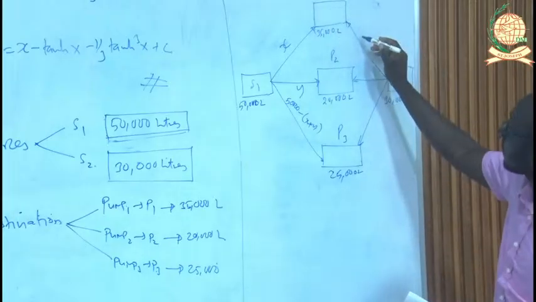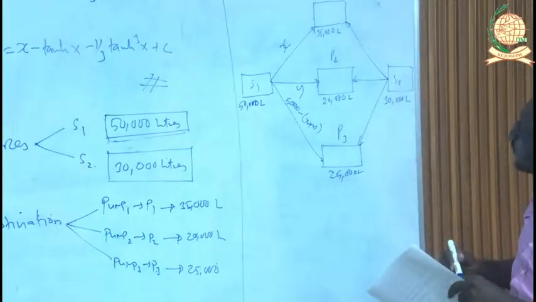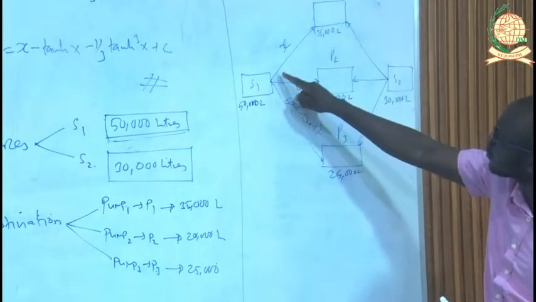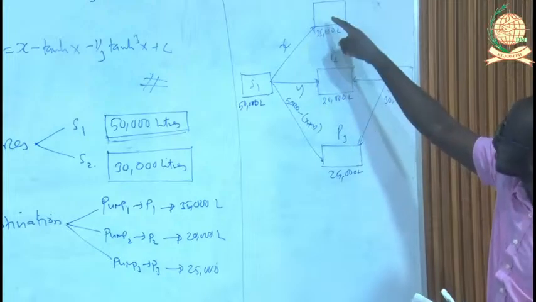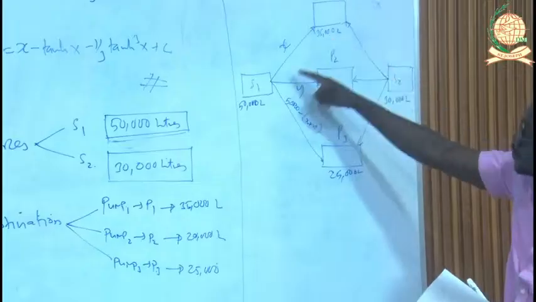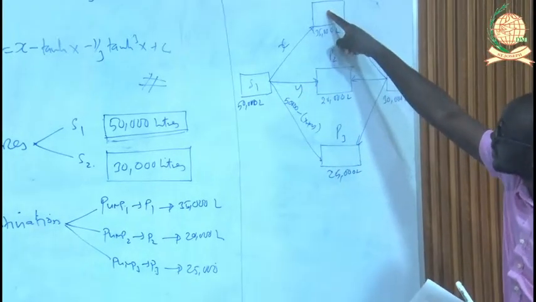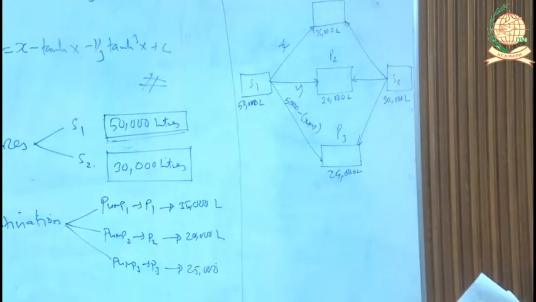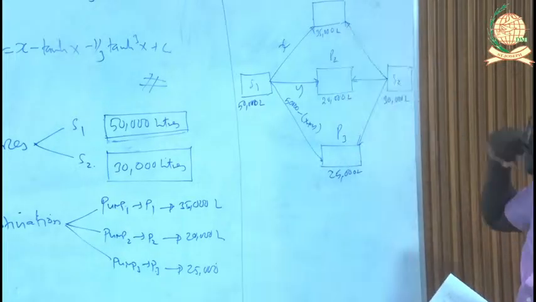How could we know the amount remaining for P1? Suppose the amount X was 20,000 liters, and the capacity of P1 is 35,000 liters. So if it takes 20,000 liters and its capacity is 35,000 liters, that means in that case it is missing 15,000 liters.